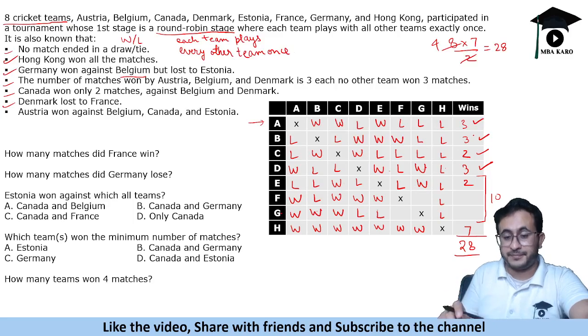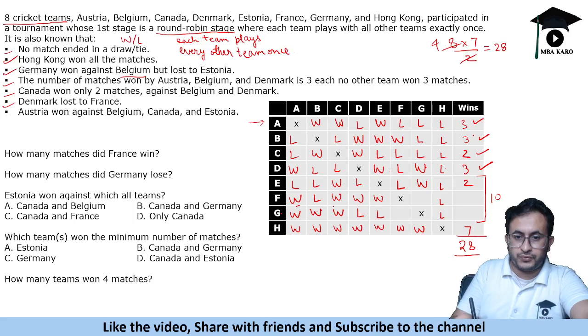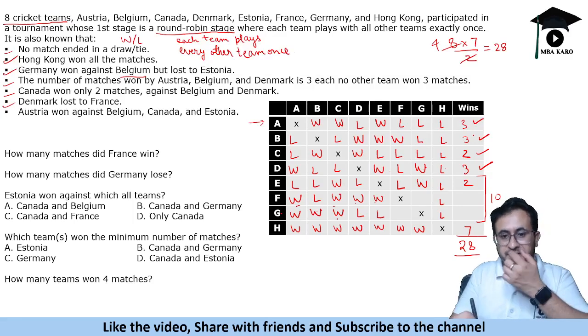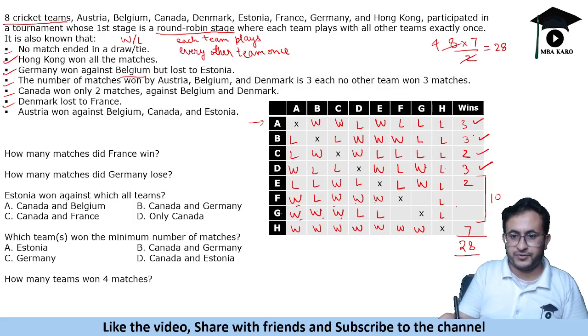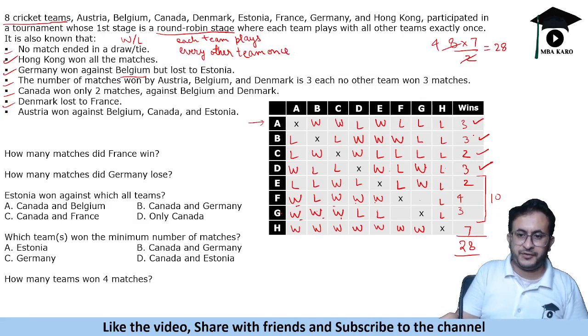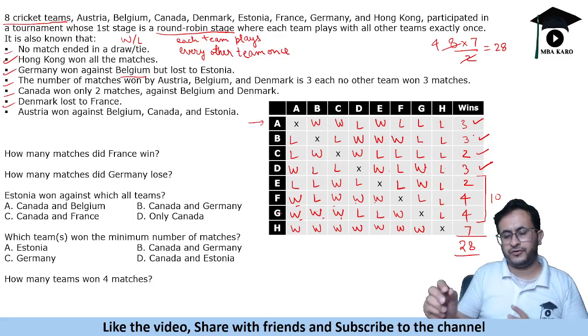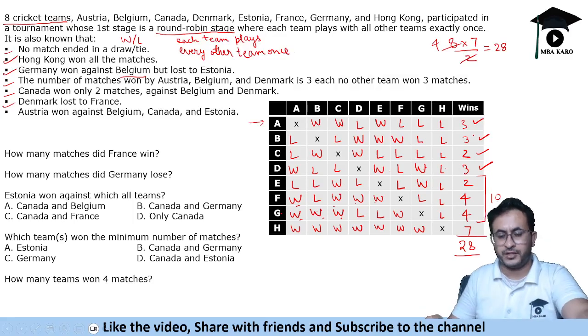Now we have to make 10. Now we have 1, 2, 3, 4 wins. Suppose this has 3 wins, right? This one's 3 is running, this one's 4 is running. 1 match is remaining. So if this country loses here, it will end up at 3, which is not possible. So it should win this match. So if Germany wins against France, France should lose against Germany. So they will have 4 and 4 wins. Now this completes the table.